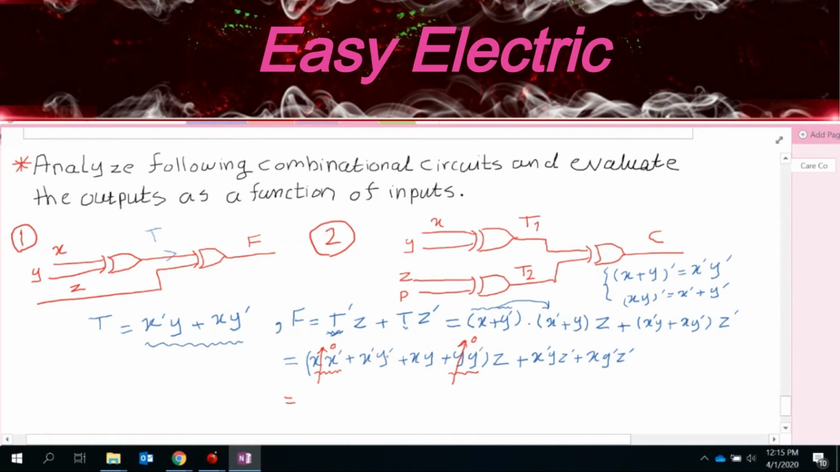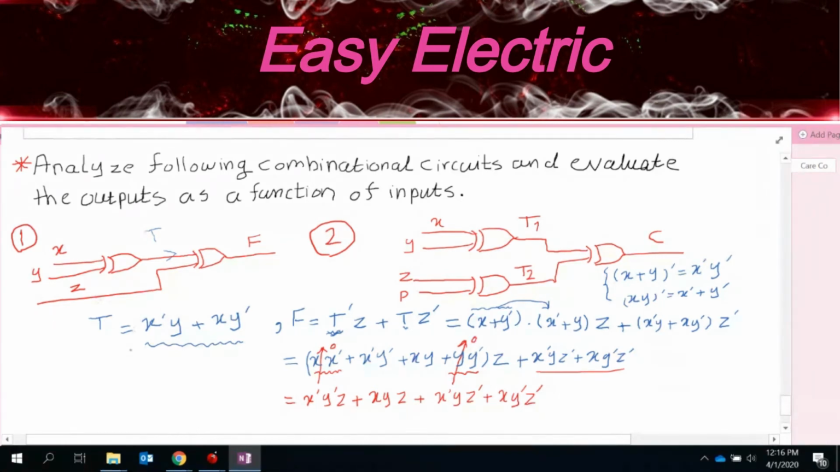You have z, distribute these z inside the parentheses. So you have x prime y prime z plus x y z plus, no change for these two terms. So I just write x prime y z prime plus x y prime z prime. Okay. So now that's it. So I'm able to write the f base of the inputs that I have, which is x, y, z, right?